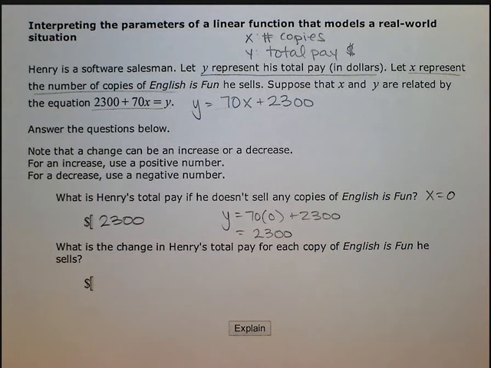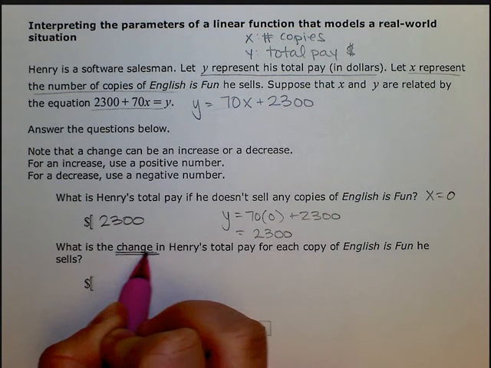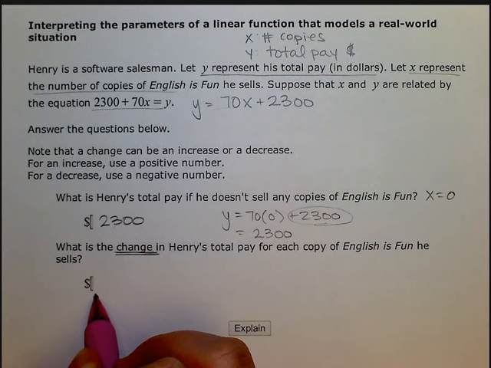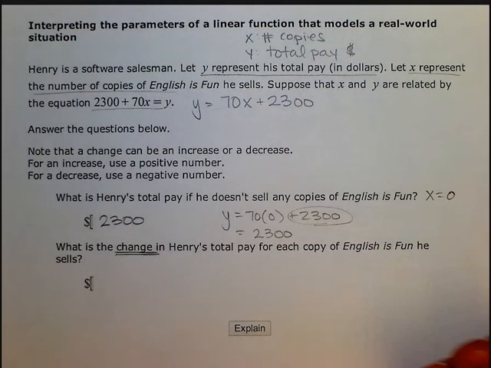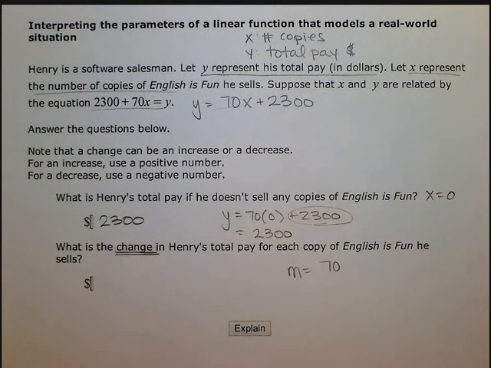All right, number 2 says, what is the change in Henry's total pay for each copy of English is Fun that he sells? So this is talking about the change, or the rate of change, or the slope. So this one turns out to be our y-intercept, and this one's asking about our slope. So right here, I want to think about my slope is 70. Now, I like to think about slope as a fraction, so I'm going to put it over 1.